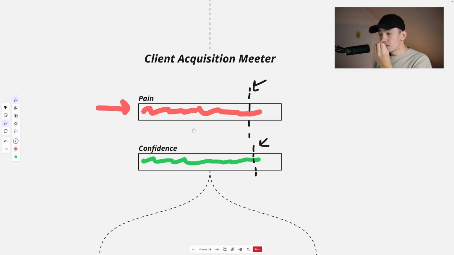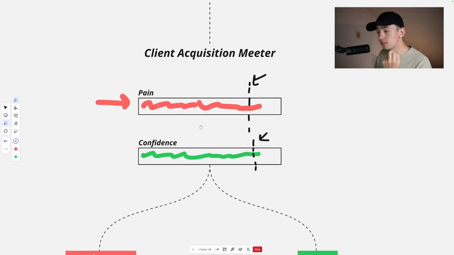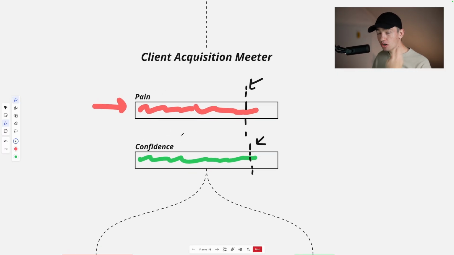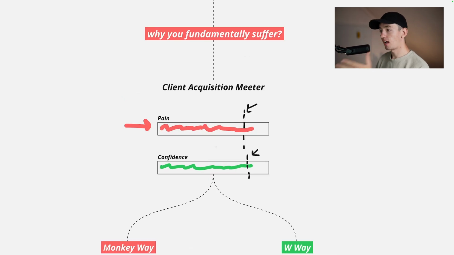For example, when you're doing your outreach and you send a very basic outreach where you're not even showing a testimony or when you're not even talking about their specific pain points or what you can do for them, you are not building pain and you're not building confidence. How could they possibly respond to you, book a call, and buy your product when you don't even build any kind of pain or confidence? And this is why basically you fundamentally suffer with getting clients because you don't understand this. You are not building pain and you're not building confidence.